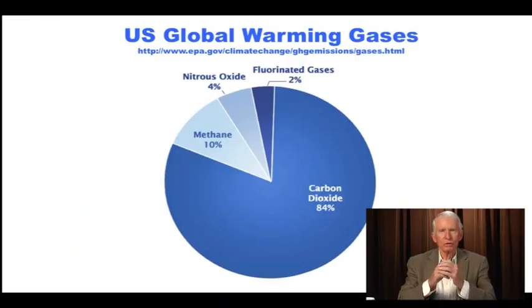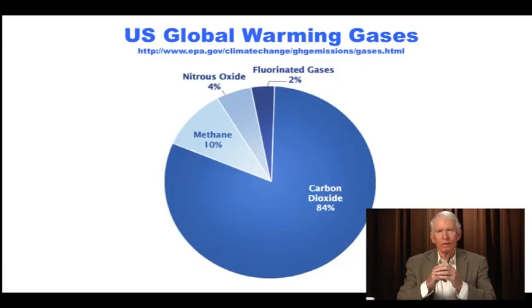Here's a pie chart that shows what percentage each one of them contributes. This comes from the Environmental Protection Agency, the U.S. EPA, and you can see 84% of the gases that cause the global warming effect is carbon dioxide. Methane causes 10% of the global warming effect, and nitric oxide's 4%, and then the refrigerants 2%. And then there's some other gases that cause a small impact.